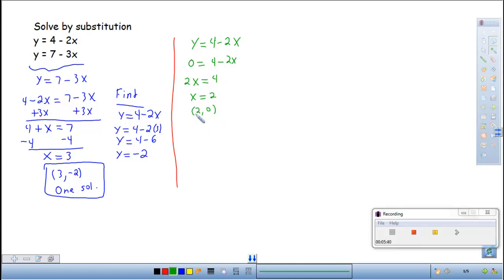Find your y-intercept for that equation. So to find my y-intercept, I would replace x with 0. So in that same equation, y equals 4 minus 2 times 0, and that'll help me find my y-intercept. So 2 times 0 is just 0, so y equals 4. Therefore, my y-intercept is 0, 4 for that equation.